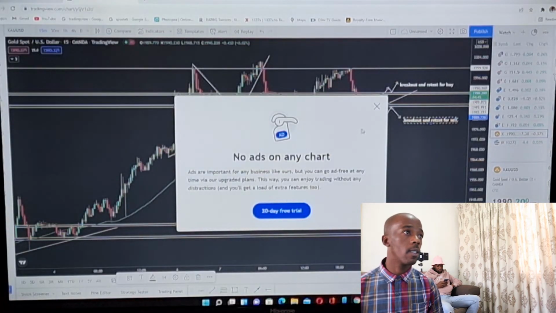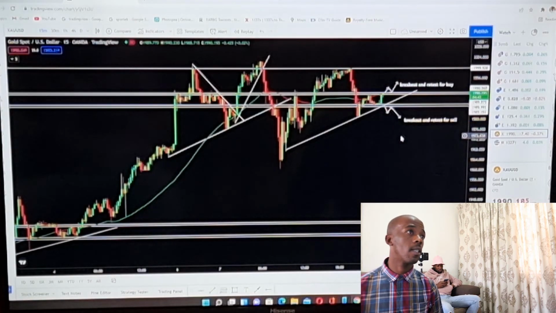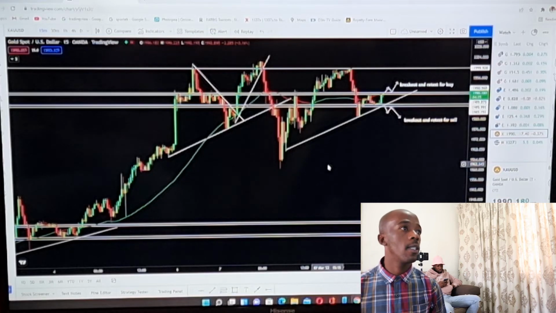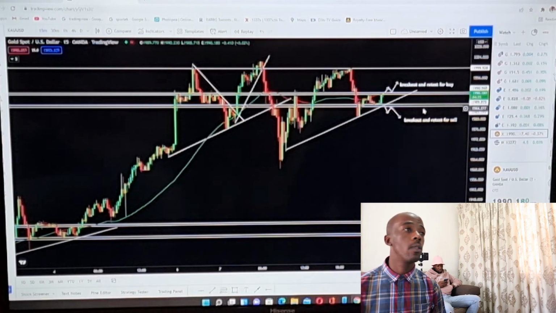Either way, I trade. Guys, once again, sorry about these adverts. Obviously, they're trying to promote themselves also, those companies who have traders on their side. I think gold is the one that I will trade. Let's see gold, how it goes.